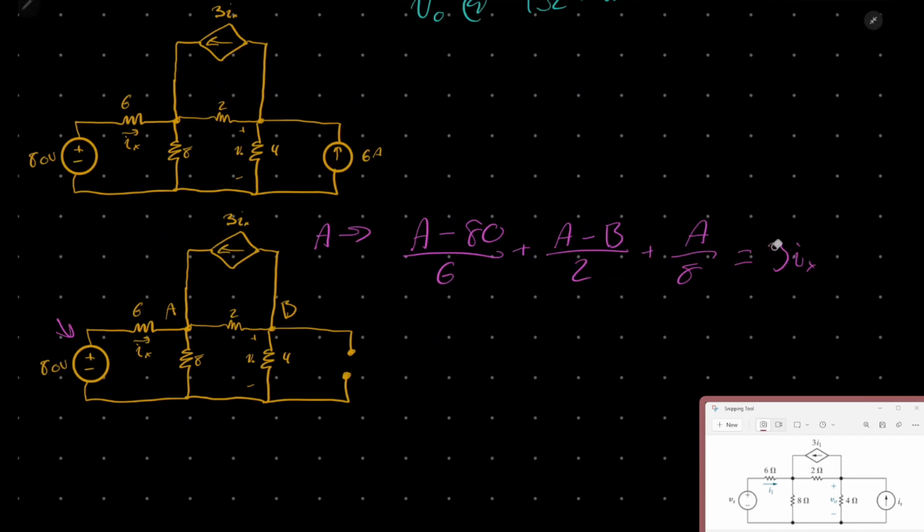And we want to remember, I'm putting the 3ix on the other side, because with node analysis, it's current out equals current in. And everything on this side, right here, is all current going out. And since this is a current dependent source, and it shows that it's going into A, we will put it on the other side of the equal sign.